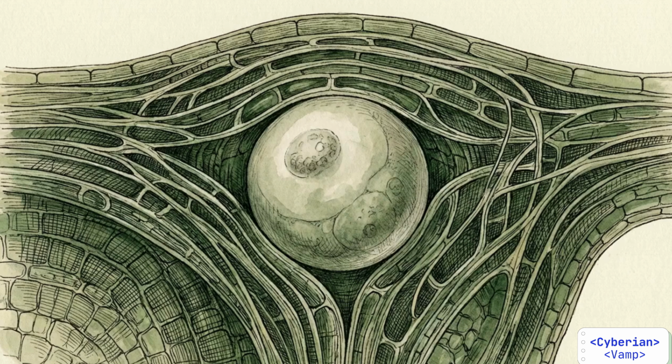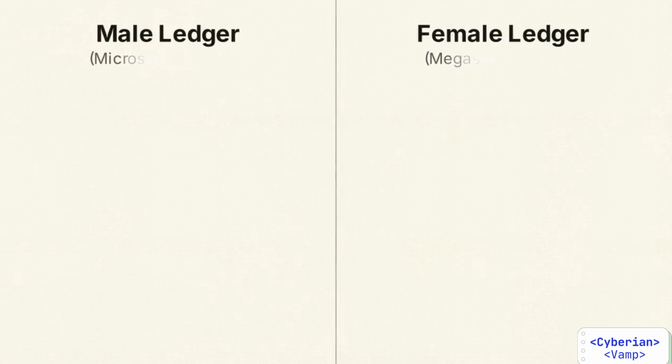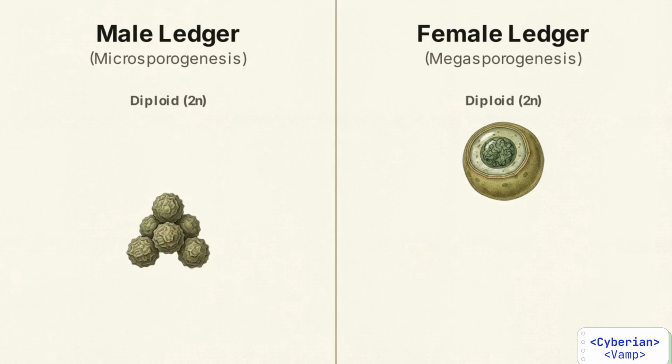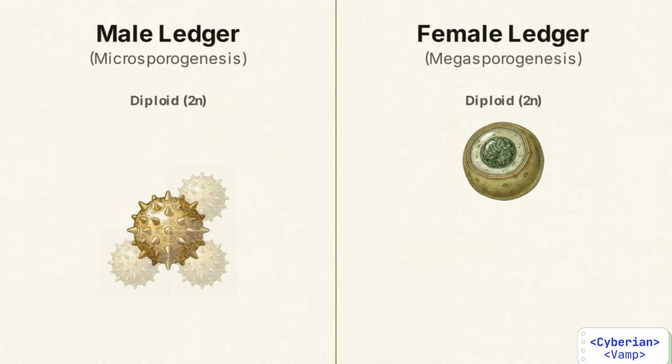The mathematical journey to the seed starts here, but the male and female mother cells will process their divisions with different efficiencies. This split-screen ledger tracks the biological accounting system required to produce usable haploid gametes from those diploid mother cells. On the left, the male system. The microspore mother cell undergoes one meiotic division to produce a tetrad of 4 functional pollen grains.